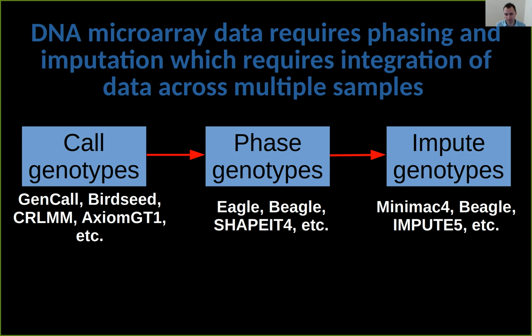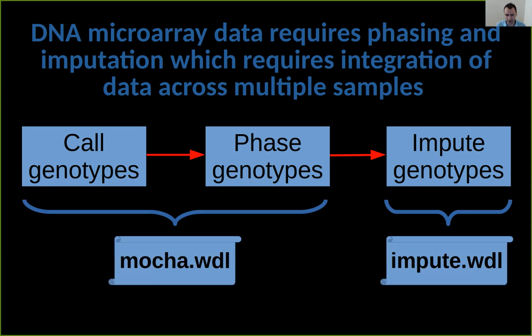And there have been many pipelines out there to perform these two steps. But today I'm going to talk about the MoChA pipeline, which consists of two different scripts. One is the MoChA WDL and one is the impute WDL. The first one performs calling genotypes and phasing, and the second one performs imputation.